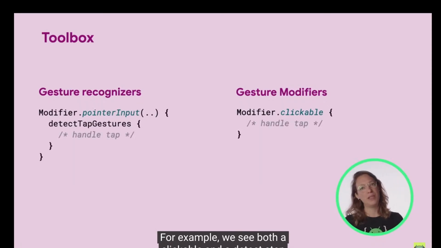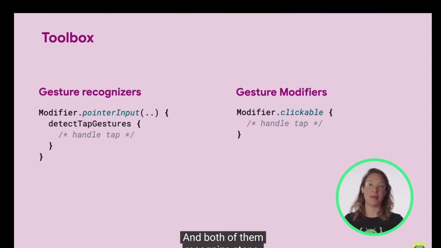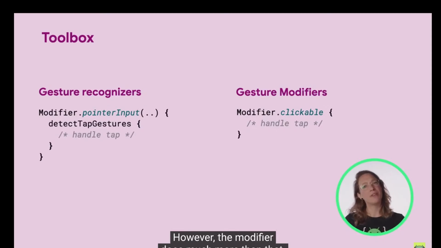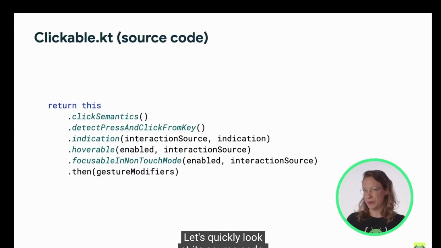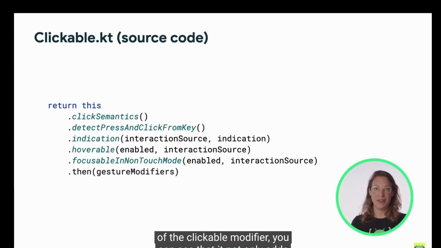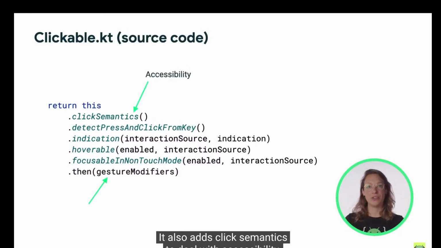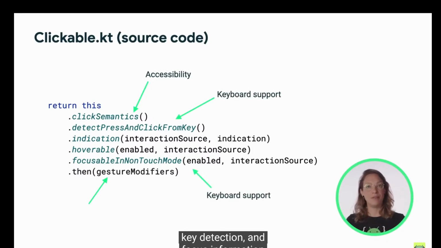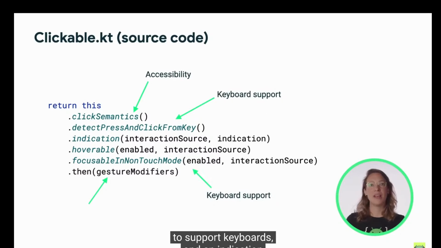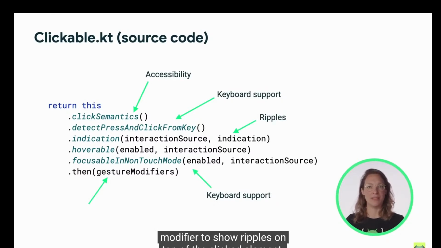For example, we see both a clickable and a detect tap gestures, and both of them recognize taps. However, the modifier does much more than that. Let's quickly look at its source code. If you look at the implementation of the clickable modifier, you can see that it not only adds gesture recognition, it also adds click semantics to deal with accessibility, key detection and focus information to support keyboards, and an indication modifier to show ripples on top of the clicked element.